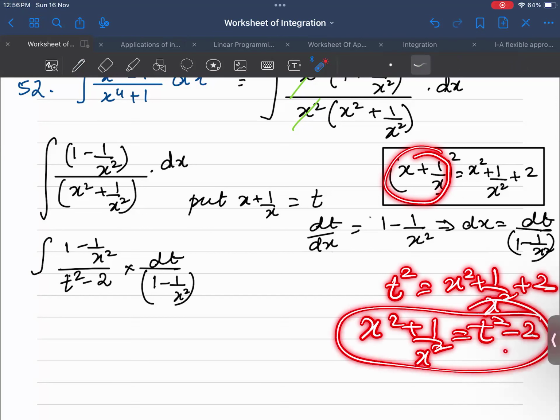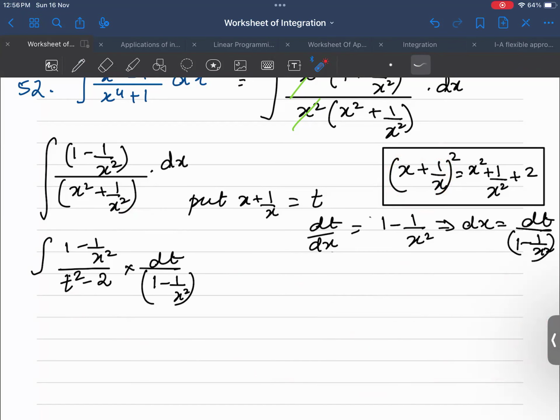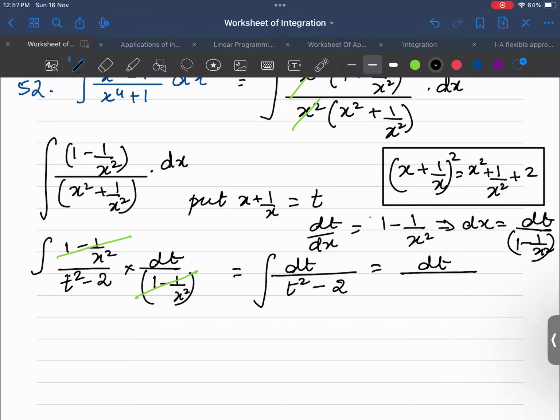So over here, what I have done, I have just simply put this x square from here. I think it's clear. T square minus 2. Put the values, okay. And then this would be cut from it. The remaining one would be, I have to integrate dt upon t square minus 2. Is it clear? Or I can write it down in this way so I can integrate it easily: t square minus root 2 whole square.